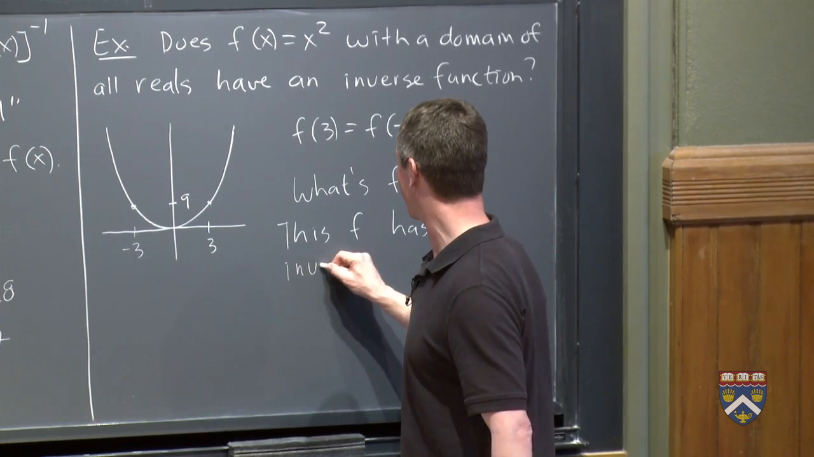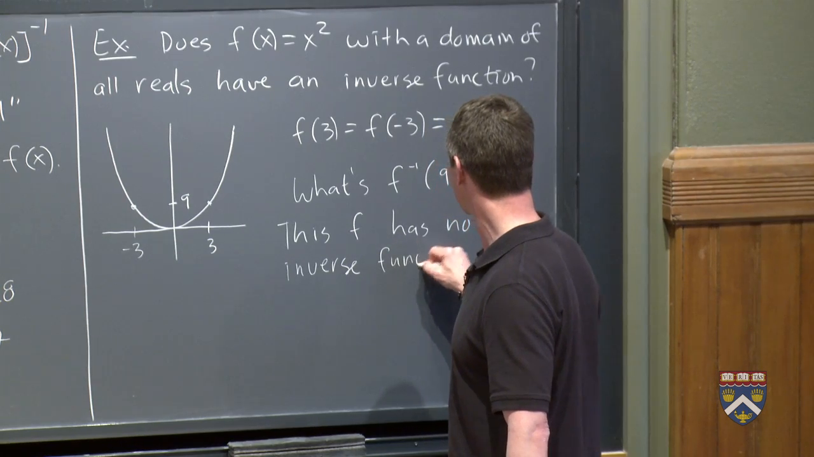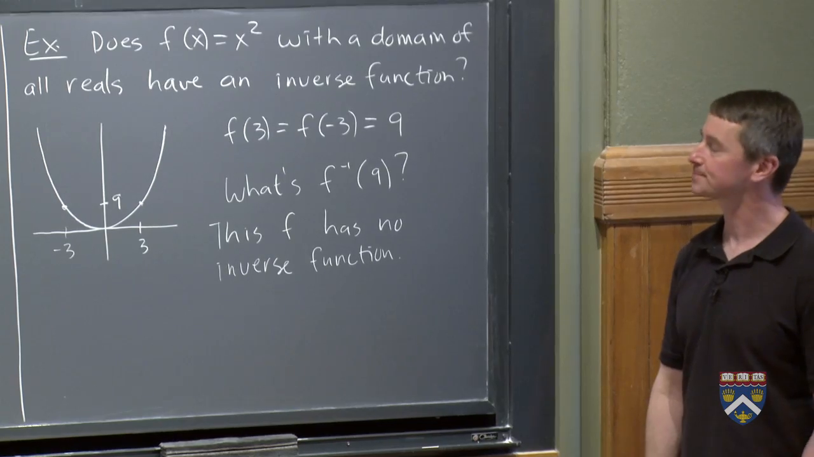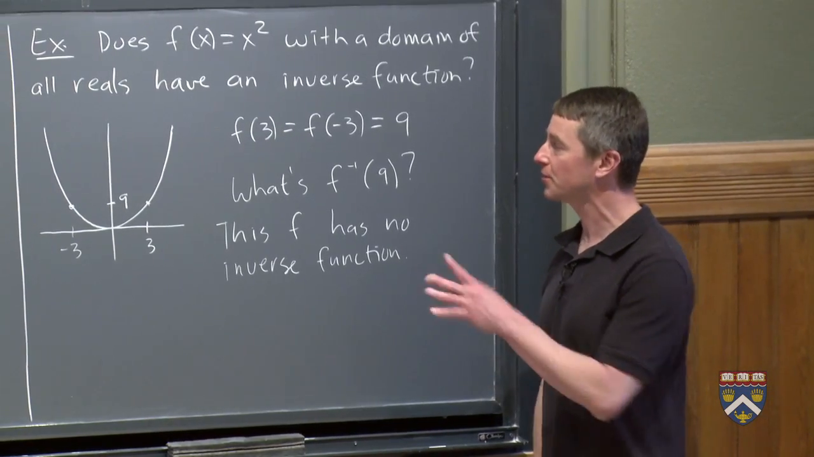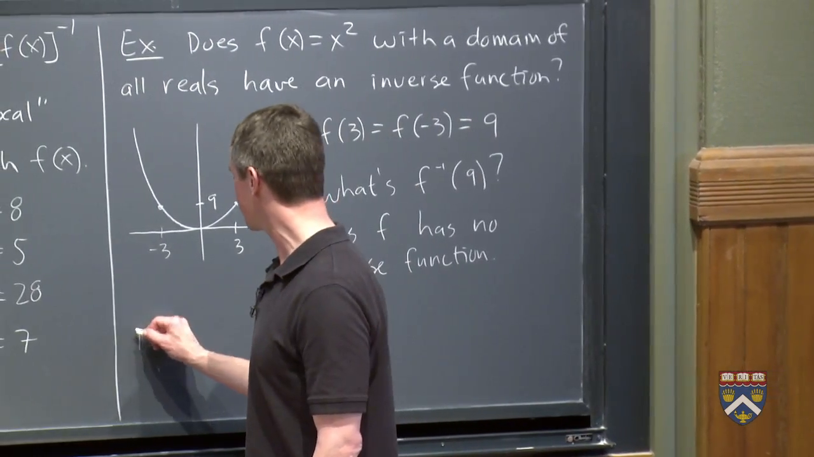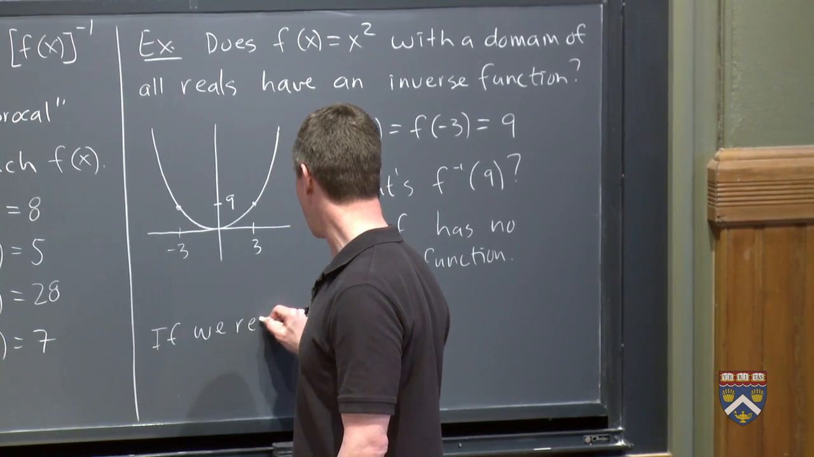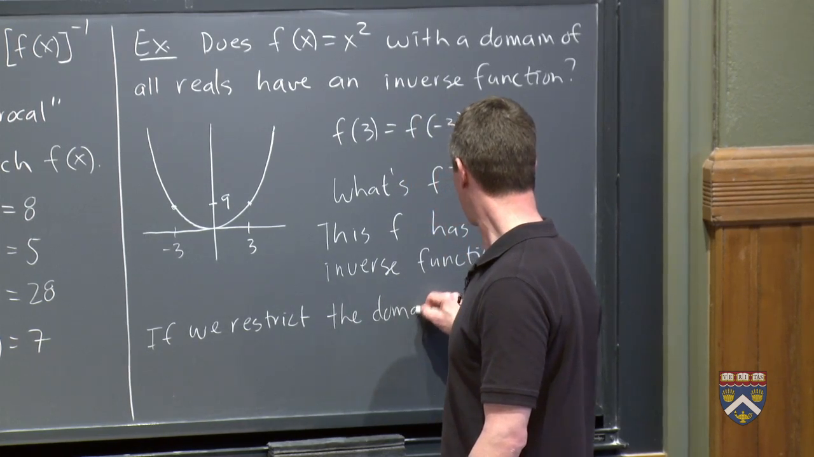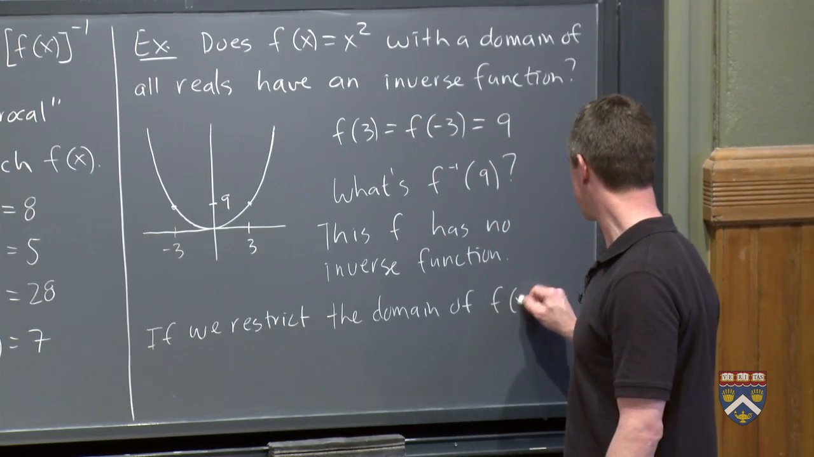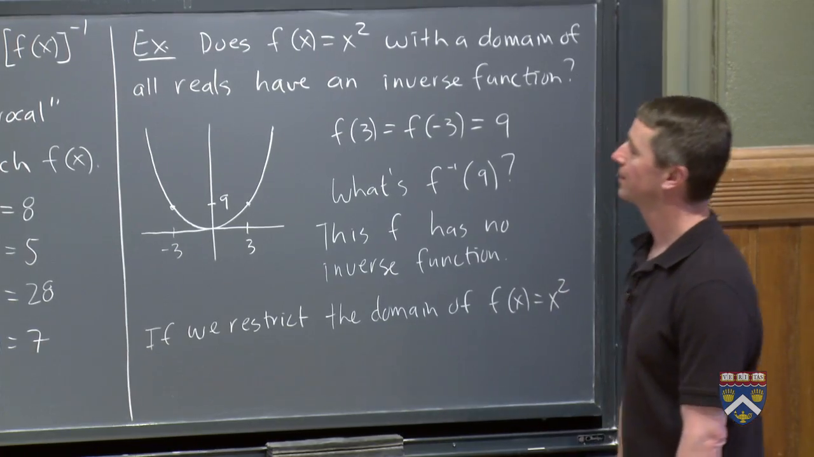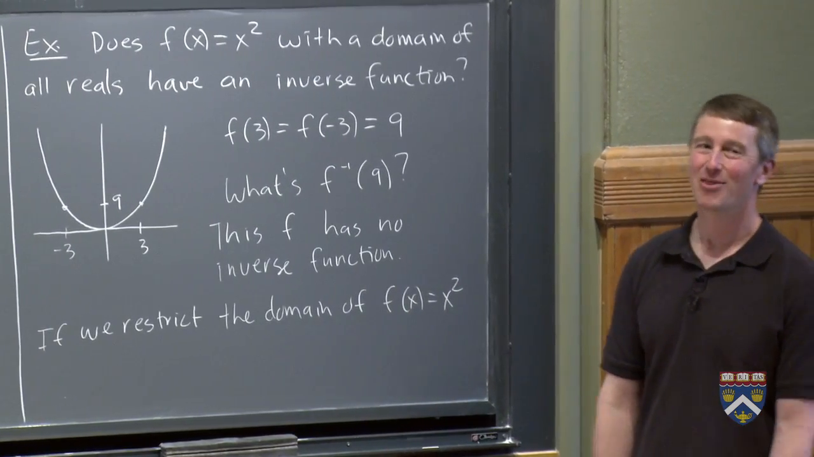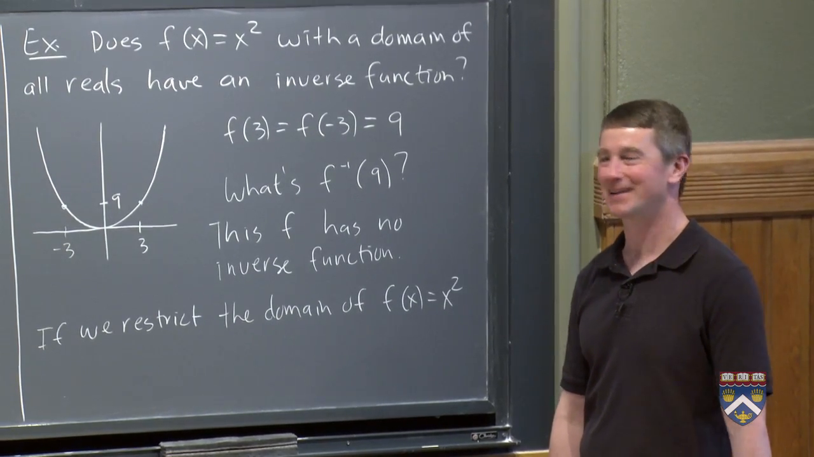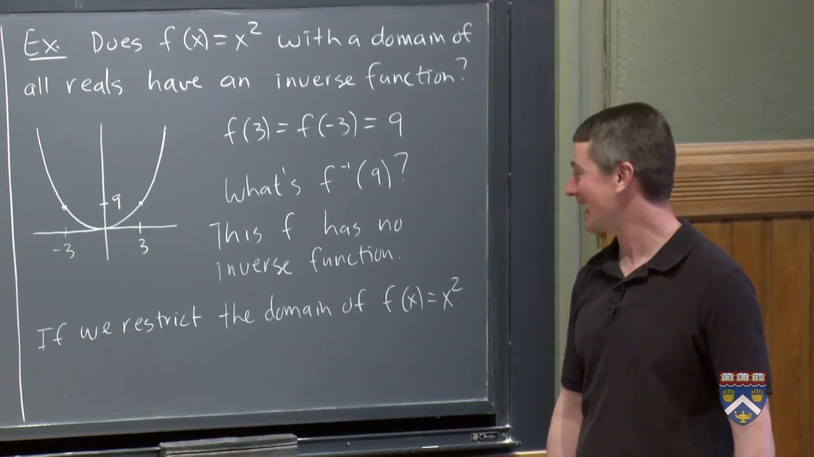Now, I know a lot of you are thinking, well, what about the square root function? Isn't that the inverse of the squaring function? It is, but we have to restrict the domain. So if we restrict the domain of this f, of f of x equals x squared, and this is one of the things the whole world has pretty much agreed. Rarely does the whole world agree on anything, but this is a case where the whole world really has agreed.